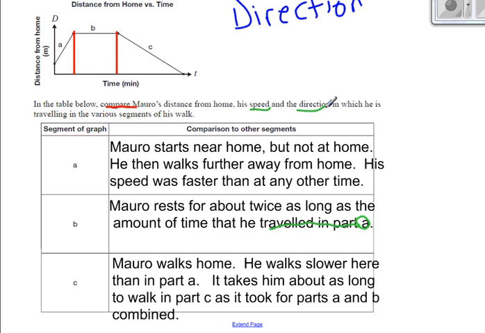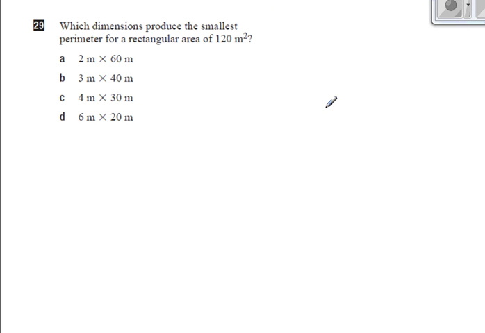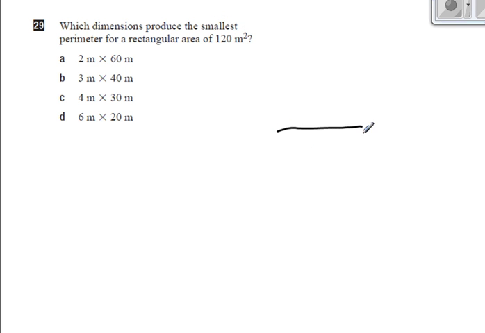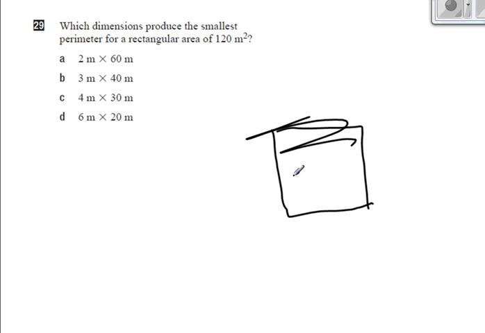Let's go on. Okay, so back to multiple choice. These tend to go faster. Which dimensions would produce the smallest perimeter for a rectangle area of 120? So we know that if we are trying to optimize a rectangle, we look for something as close to a square as we can get. Now, none of these are necessarily a perfect square, so let's pretend that we forgot this information.